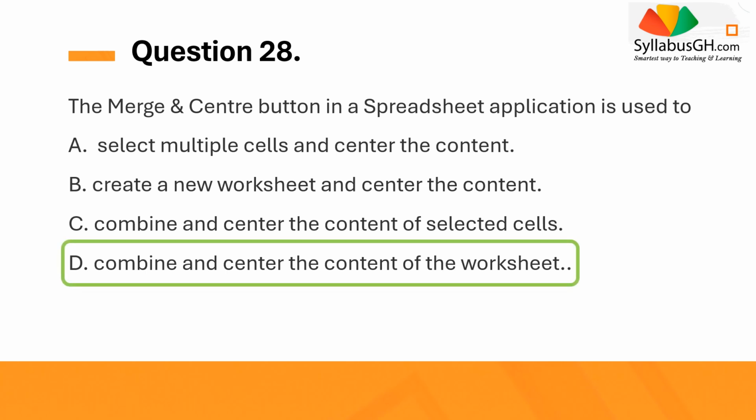Combine and center the content of selected cells. In a spreadsheet application, the Merge and Center button is used to combine multiple selected cells into one single cell and center the content within that merged cell. This feature is commonly used for creating headers that span across multiple columns.